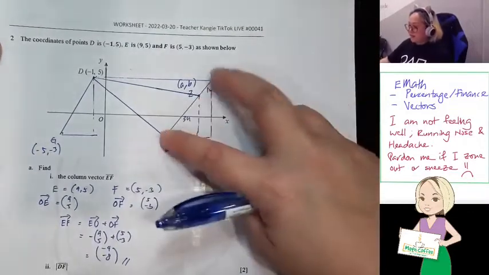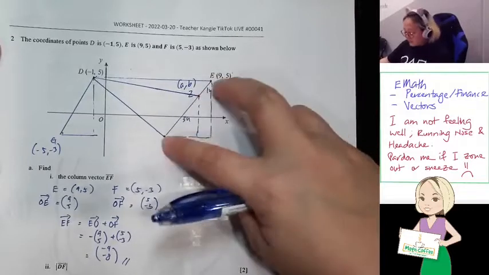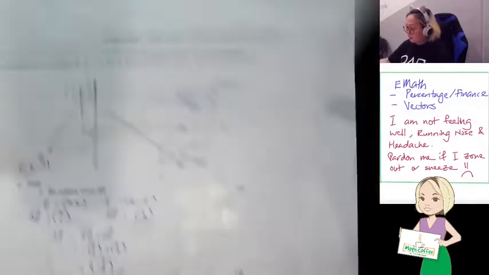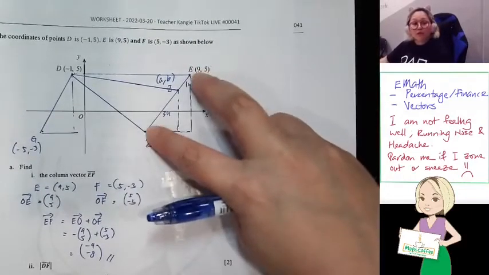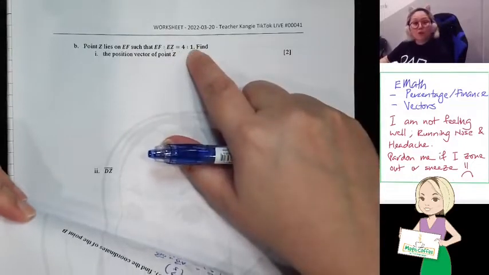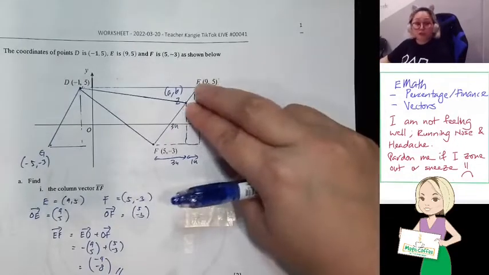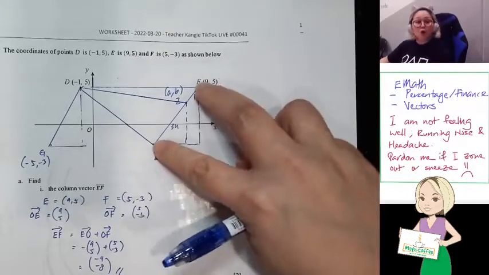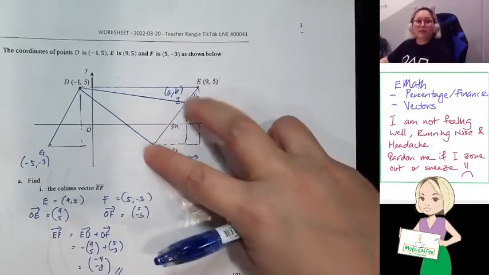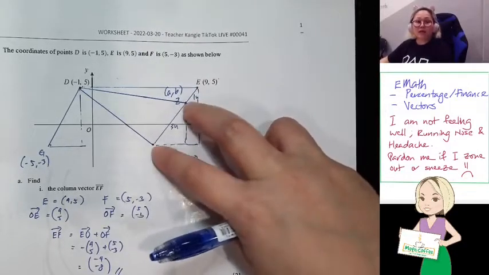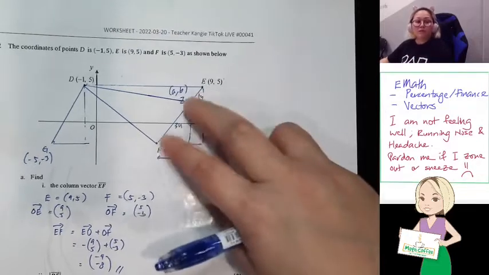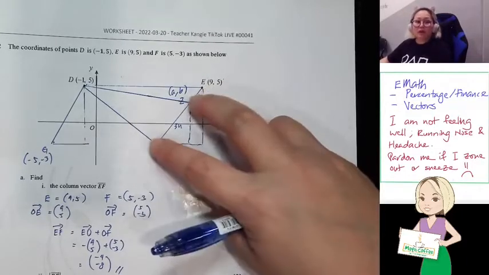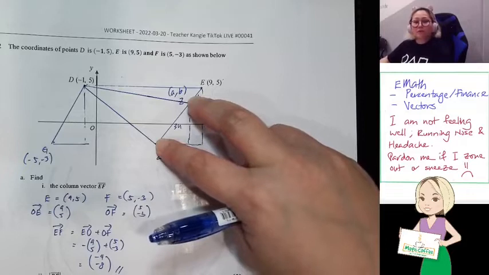So the Z lies on the line EF. And then they tell us that EF to EZ is 4:1. So it means the whole thing EF is 4 units, and the EZ is only 1 unit. So I know that it will be shorter. So I just put Z here and I label this as 1 unit. If this whole thing is 4 units, 4 minus 1 means ZF is actually 3 units. So what I did was I plot the Z. I state here is 1 unit, and here is 3 units. Okay?